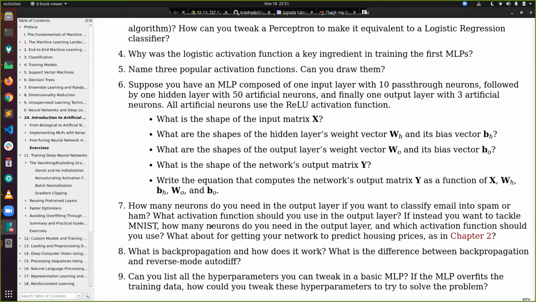If the MLP overfits the training data, you can try to reduce the number of hidden layers and reduce the number of neurons per hidden layer. That's the one it suggests. I did think about this, but I mean, it definitely works.